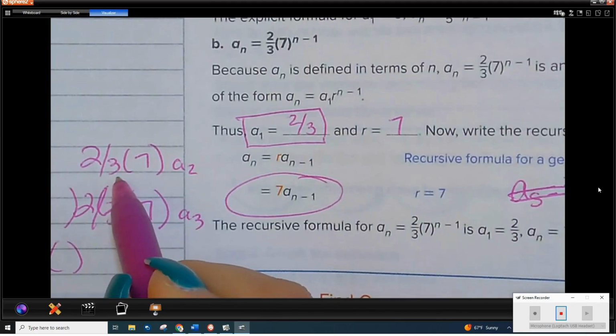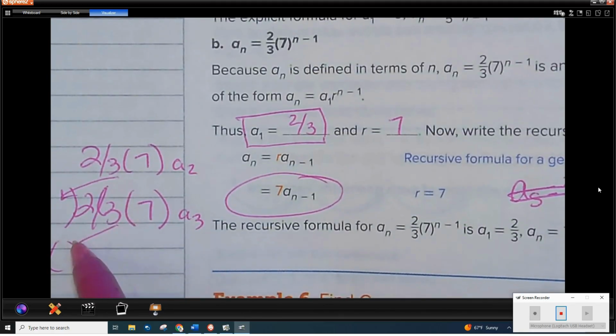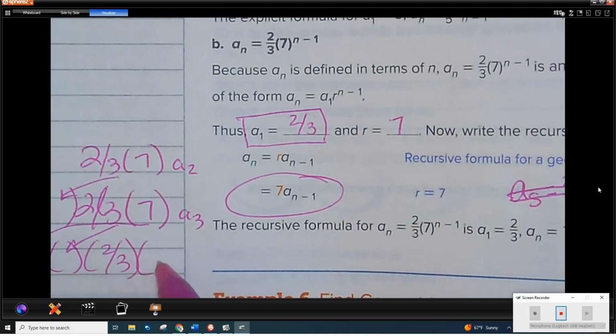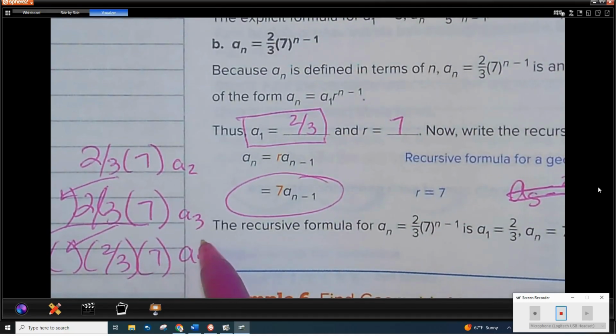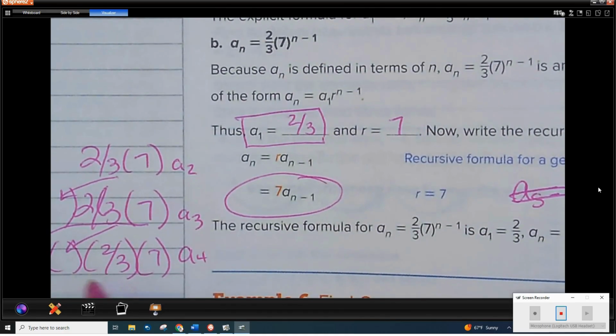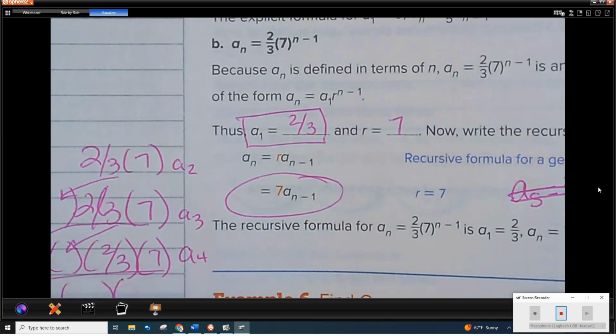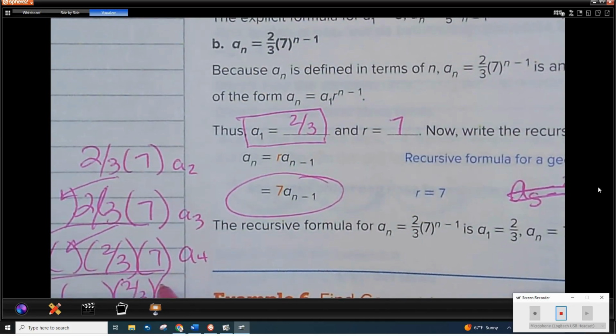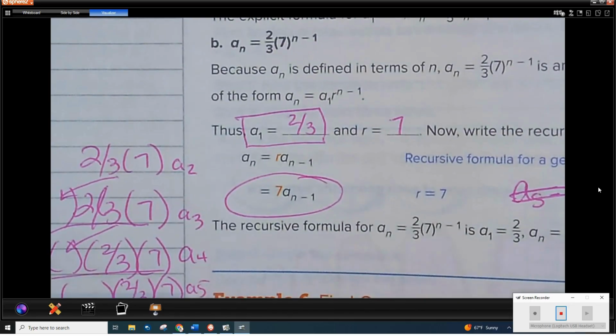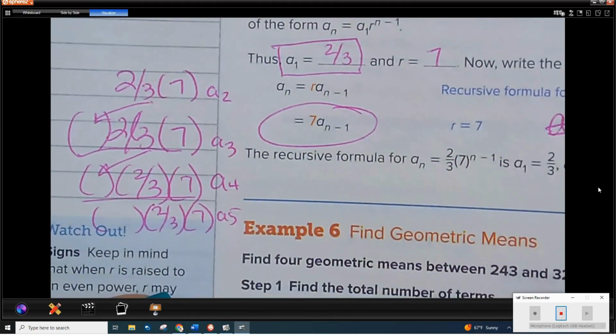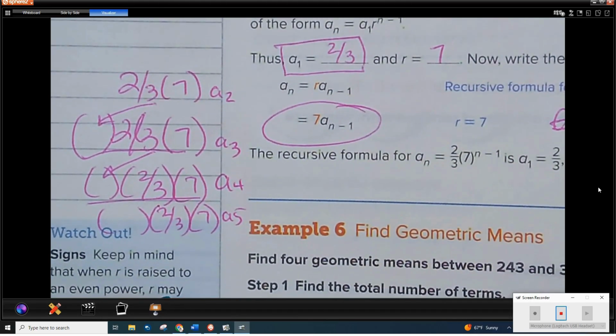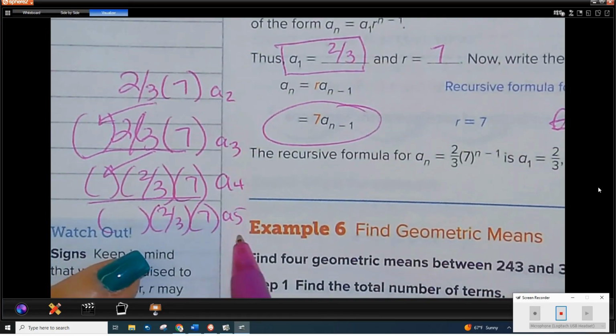And then this number goes in here. Then this final number goes in here, times 7 would be the 4th one. And then this answer times 7 would be the 5th one. So that n minus 1 represents the term before the one you're looking for. So if I want the 5th term, I need all of the terms before.